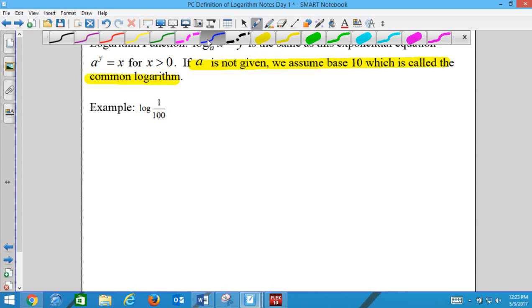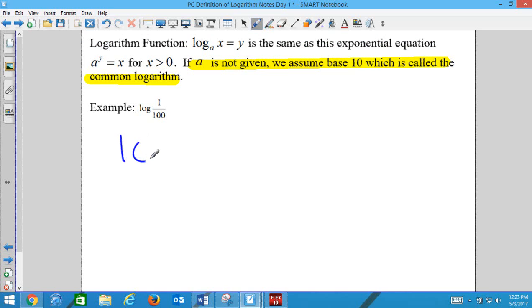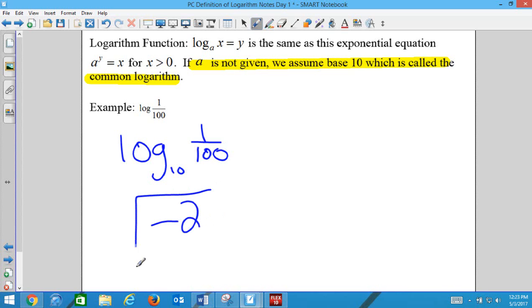So here, if we have log of 1/100th, then I know it's base 10. And if you need to write in base 10 to remember that, that's fine to help you with manipulating the equation. Do we know the answer to that? -2 would be the answer. It would be 10 to the what is 1/100. So that answer is -2.